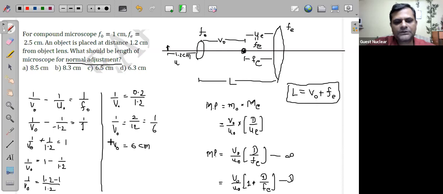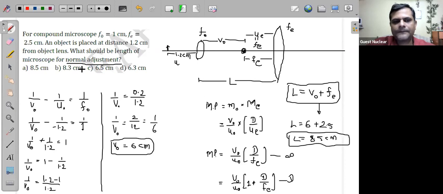Okay, so once we get this VO, we can just put it here in this formula and get the length of microscope as a final. So the length of telescope will be VO plus FE, 2.5 centimeter here. So if we just put it here in this way, then the 6 plus 2.5 comes out to be 8.5. That's it. So this is actually going to be the length of microscope, which is found out here. So 8.5 centimeter, which is there already in option A here, will be the correct one.